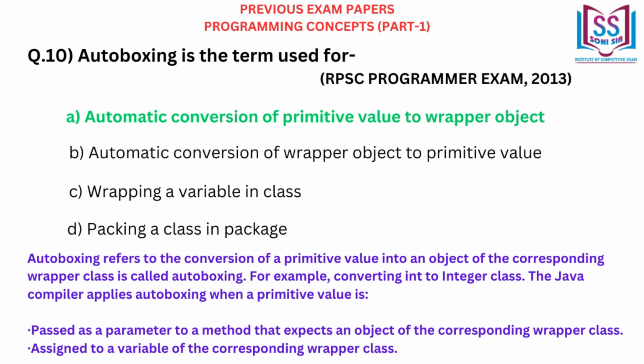Autoboxing refers to the conversion of a primitive value into an object of the corresponding wrapper class. For example, converting int to Integer class. The Java compiler applies autoboxing when a primitive value is passed as a parameter to a method that expects an object of the corresponding wrapper class, or assigned to a variable of the corresponding wrapper class.